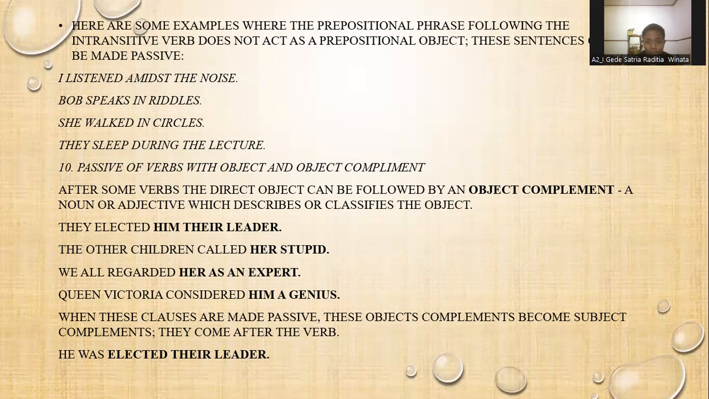The tenth topic: passive voice of verbs with object and object complement. After the verb, the direct object can be followed by an object complement, a noun or adjective which describes or classifies the object. They elected him their leader. The leader is the object complement. The other children called him a nickname, which is the object complement. We all regard her as an expert. Queen Victoria considered him a genius. When these clauses are made passive, the object complements become subject complements. They come after the verb. He was elected their leader.